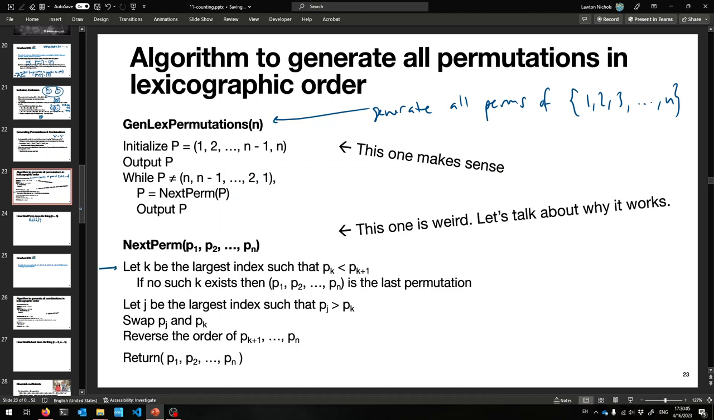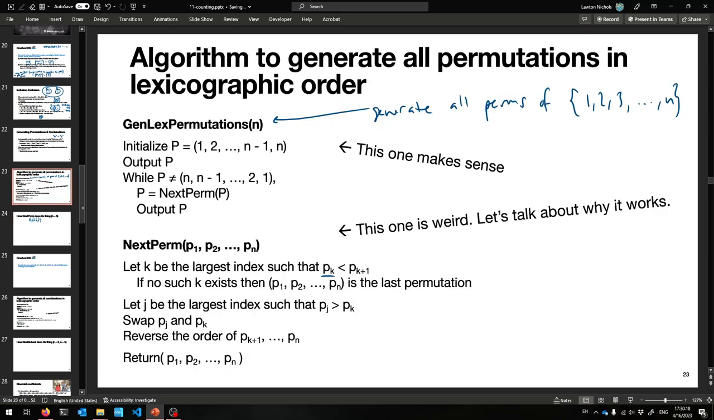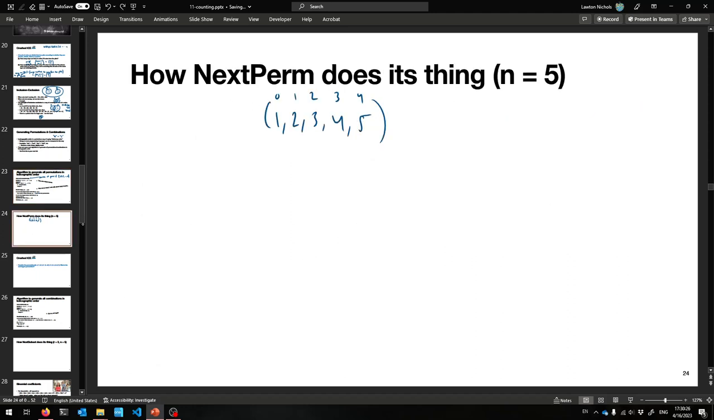We want to find k, the largest index such that p of k is less than the thing right after it. So find the biggest k such that the value of the permutation at that index is smaller than the value right after it. And so they all work. 2 is less than 3, 3 is less than 4, 4 is less than 5. So this is the biggest possible k. This is p of k. So k is 3. This is the biggest k such that p of k plus 1 is bigger than it.